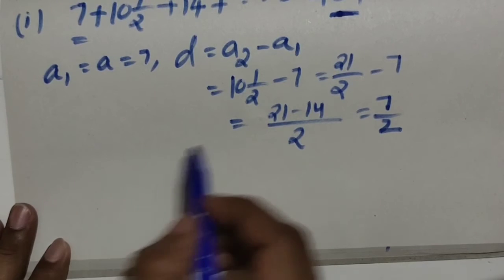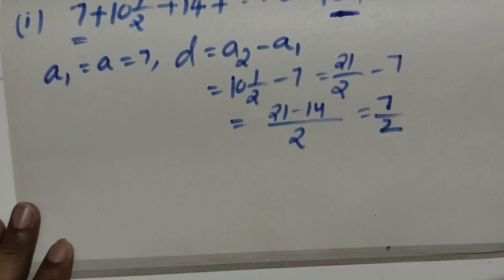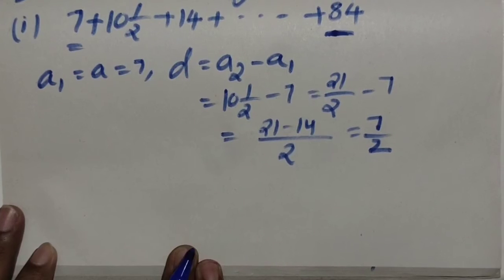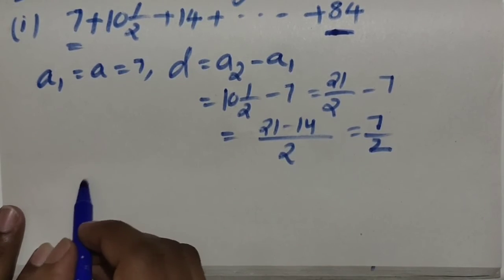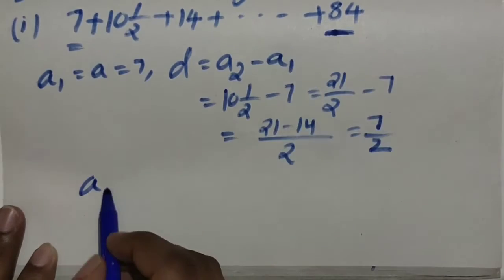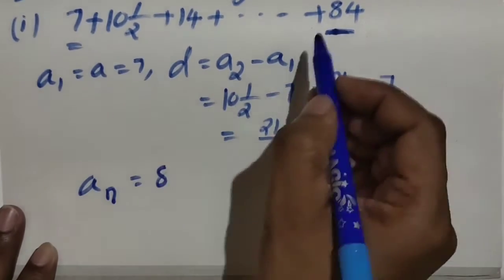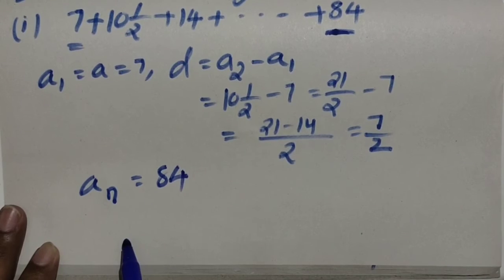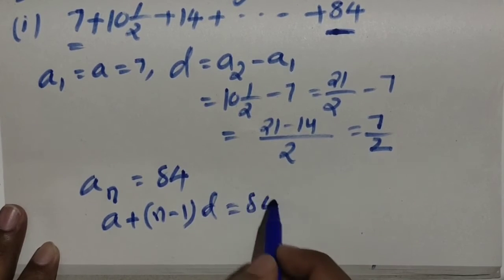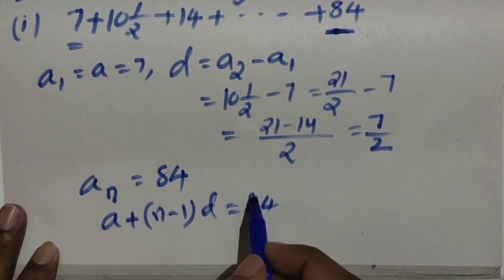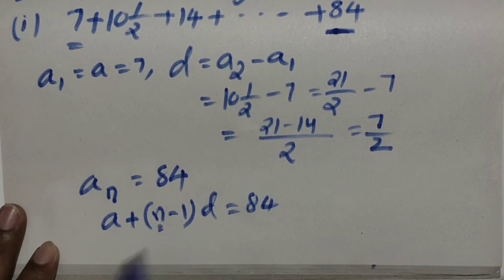Now we got here a value and d value. Then generally that last term an is taken as 84. Then an formula: a plus n minus 1 into d is equal to 84. So from this we can get easily the number of terms.